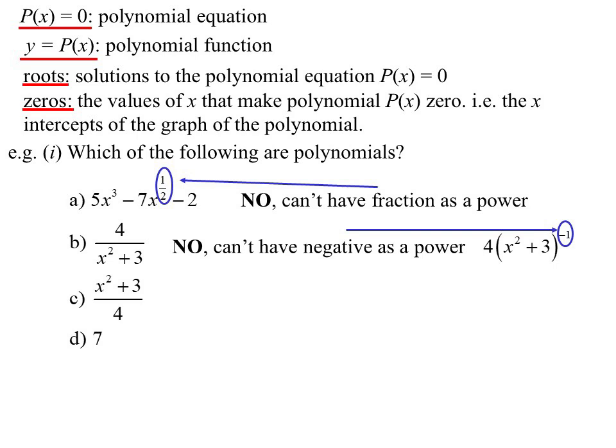What about the third one? Yes, it is a polynomial, because fractions are okay for coefficients, just not the power. And the very last one. Yes, it is. It's of degree 0, because technically you've got 7x to the 0 there.